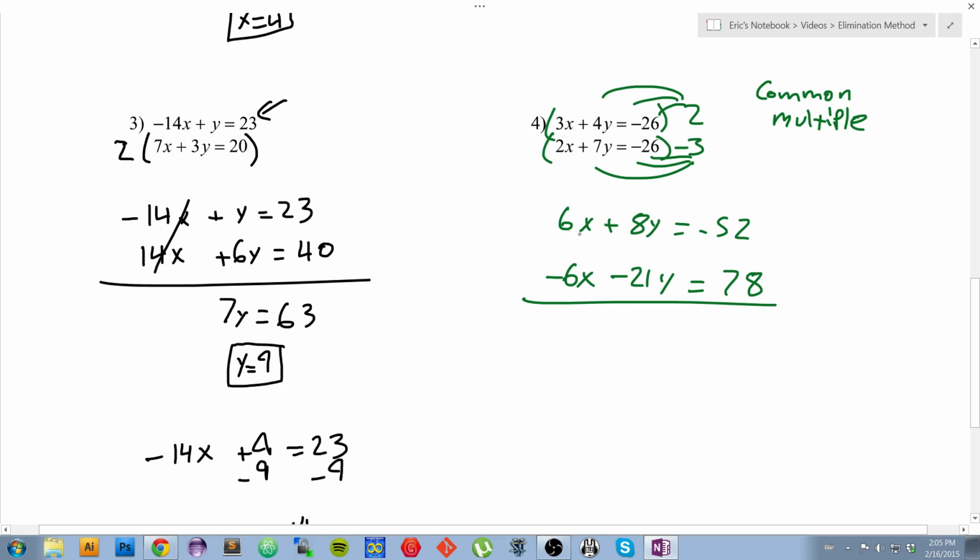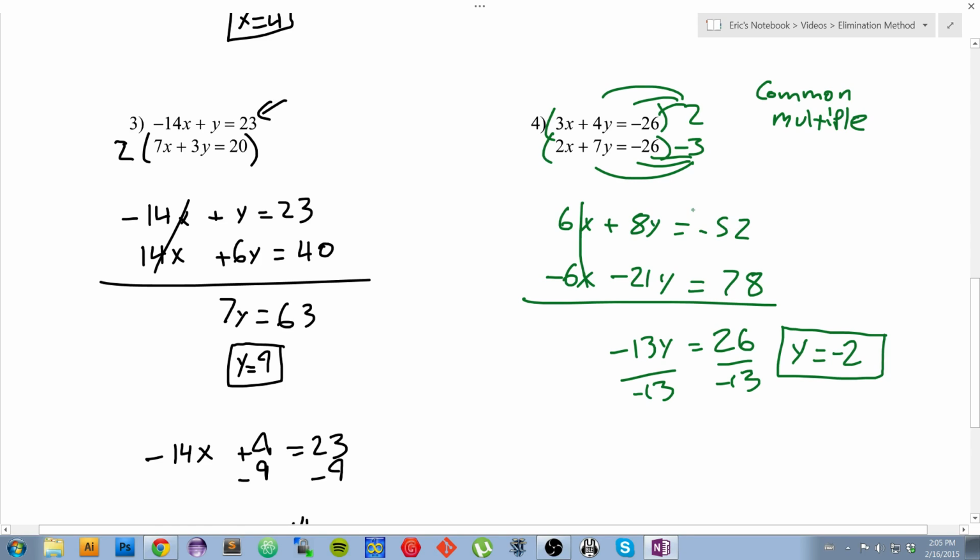Time to add them up. X's go away. Be careful with this positive negative right here. This will give us negative 13y. And if I add these two together, I will get 26. Well, that's great because 13 is a multiple of 26. That tells me that y is going to be negative 2.